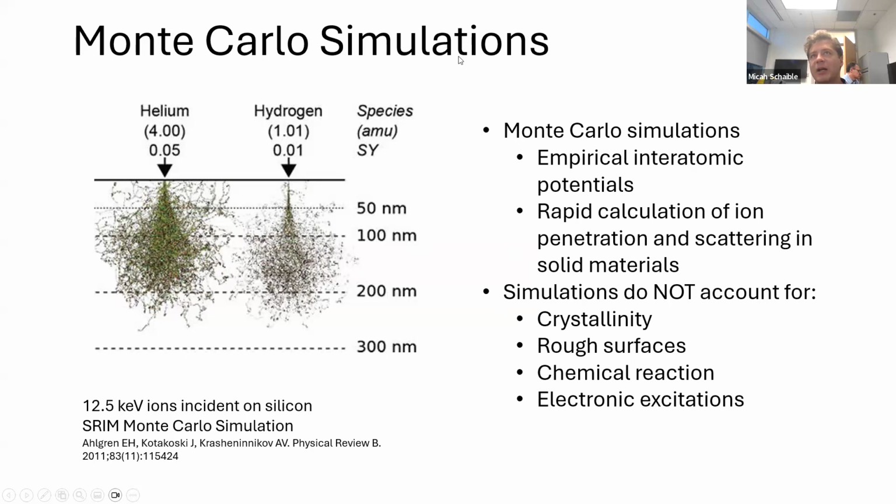Important to note is that these Monte Carlo simulations do not account for the target crystallinity, for target roughness, for any chemical reactions or electronic excitations. But when we compare the yields calculated by these Monte Carlo simulations to experimental data, we do get pretty good yields. And so we can determine that these parameters are not affecting our yields substantially enough to totally throw off our simulations.